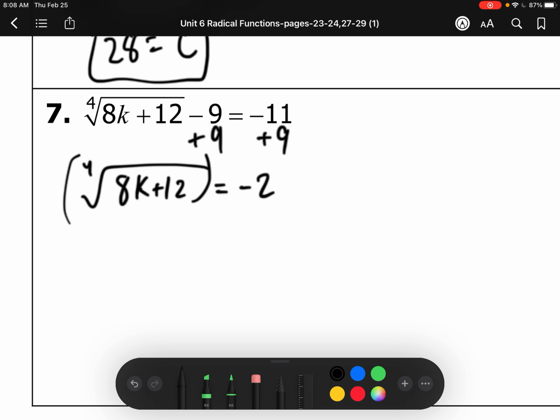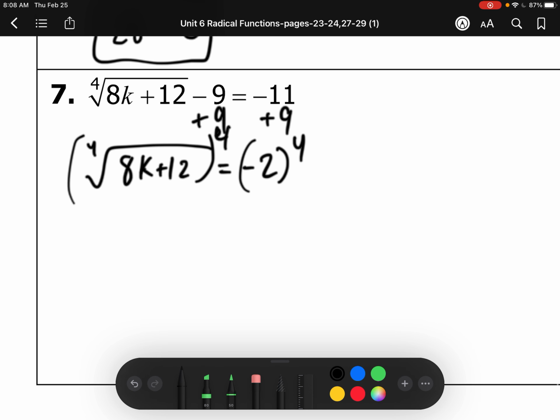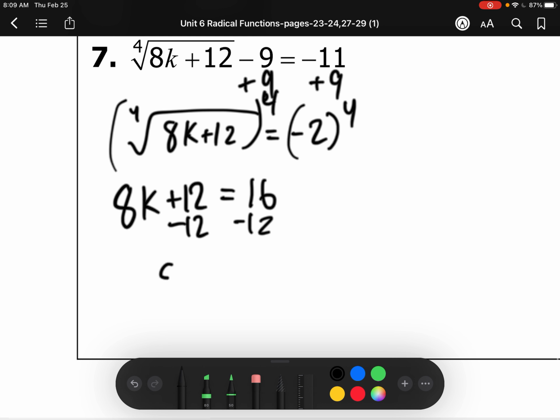I'm going to raise both sides to the 4th power. So you can do on your calculator, parentheses, negative 2 raised to the 4th power, you get 16. So I get 8k plus 12 is equal to positive 16, right? I'm going to subtract 12 from both sides. And then I get 8k is equal to 16 minus 12, which is 4.